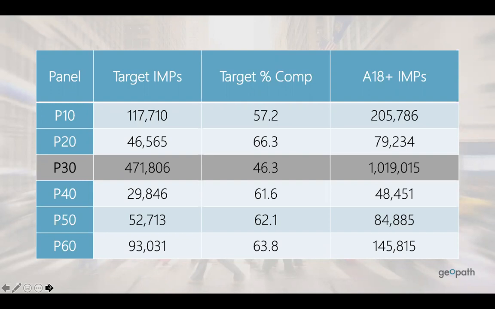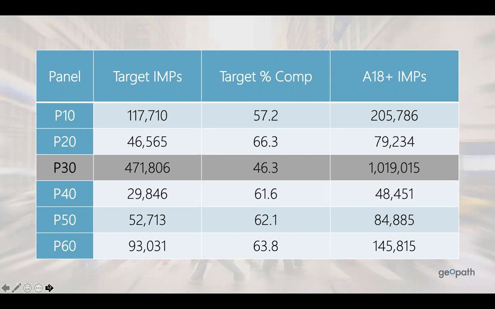But it is of note too, just to look at this P30, right? It generates in general 1 million impressions, almost 500,000 against your target, but more than half of all those impressions are being seen by a group that is not necessarily your target. So again, it's not right or wrong. It's just something to think about in the context of when you're planning and how you select your inventory.